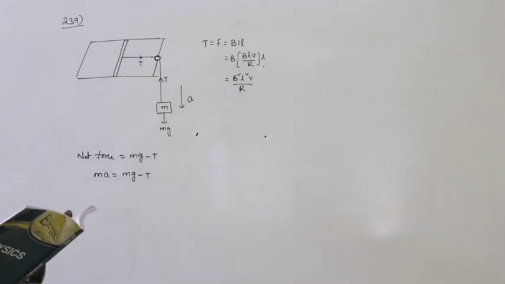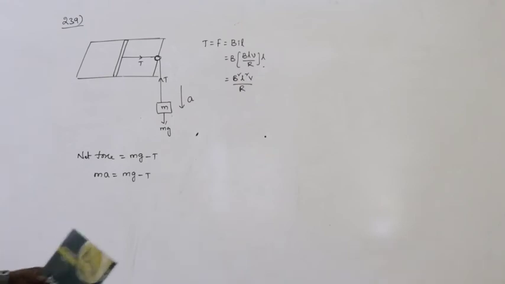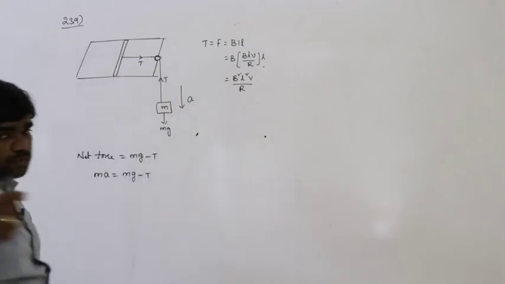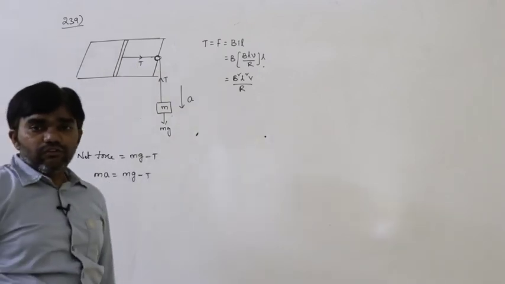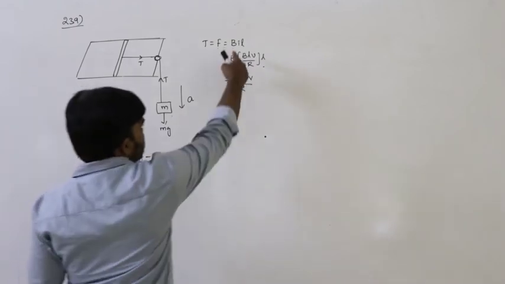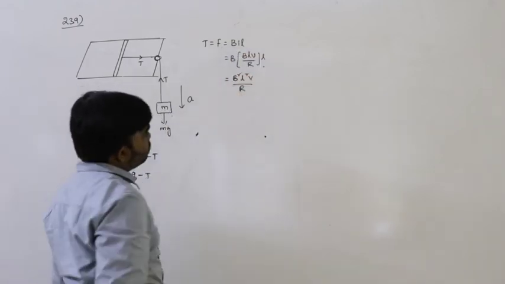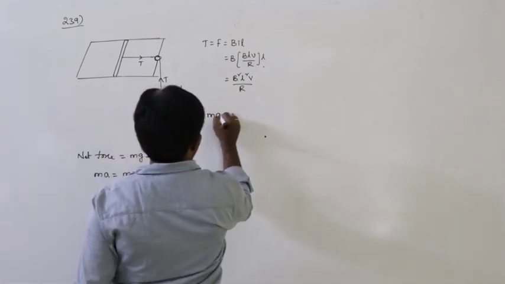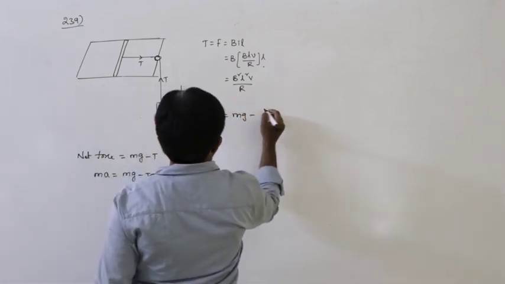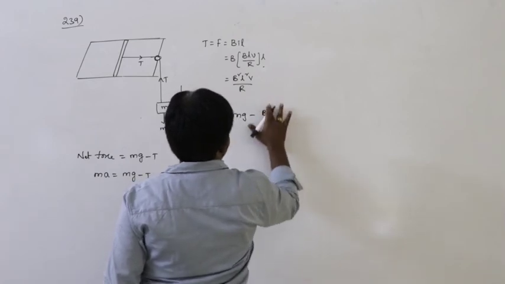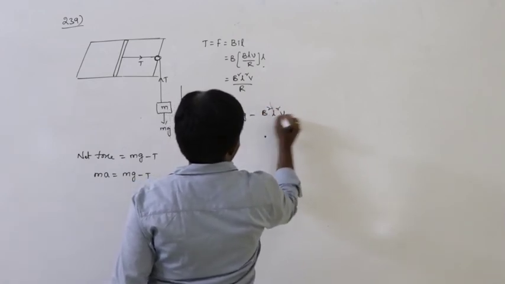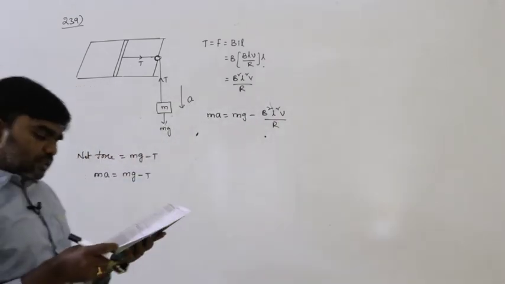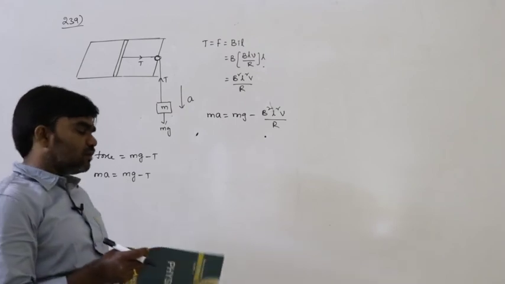Resistance R is not mentioned, but the tension developed in the string is nothing but the force experienced when the conductor is placed in the uniform magnetic field, that is equal to BIL. Just now we calculated the force is B square L square V by R. So here MA is equal to mg minus B square L square V by R. First option: the terminal velocity achieved by the rod.